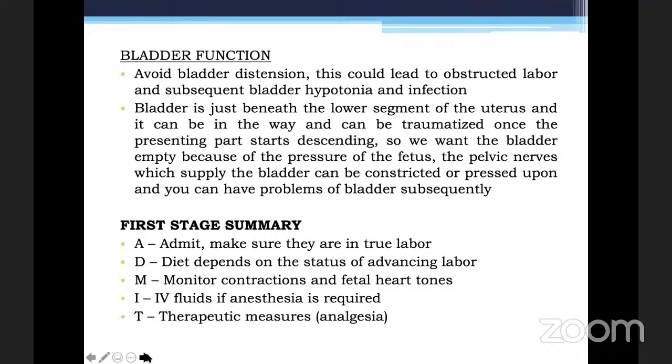First stage summary: admit, and make sure they are in true labor. Diet depends on the status of the advancing labor. Monitor contractions and fetal heart tones. IV fluids if anesthesia is required. Therapeutic measures, analgesia.